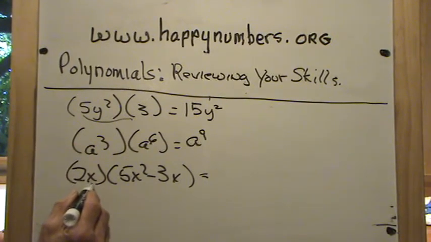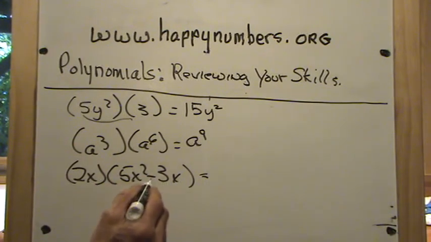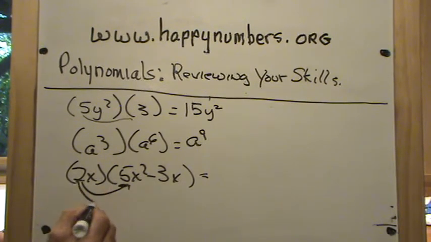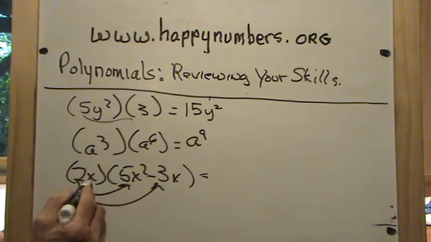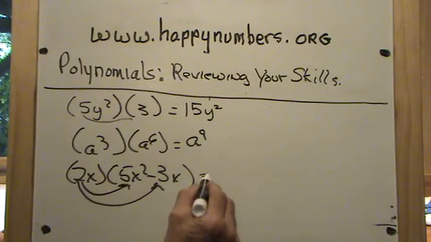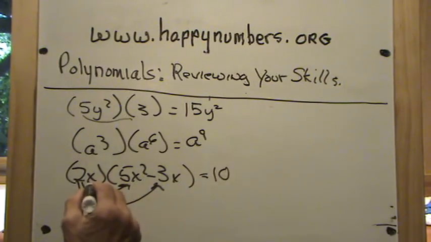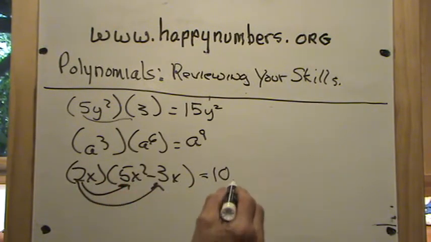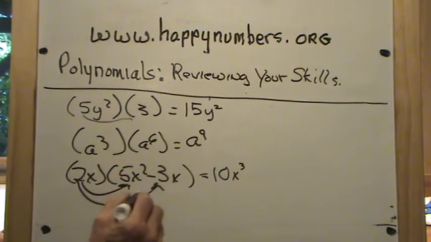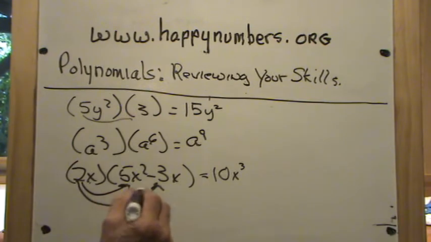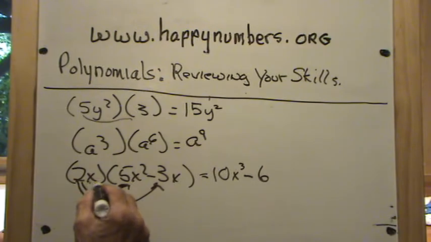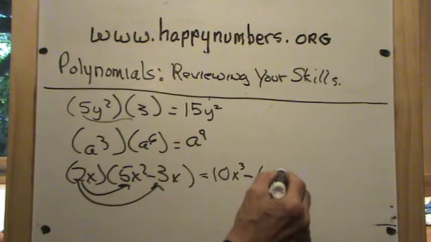Let's take a look at this one. We have 2x times 5x squared minus 3x. And we multiply 2x times that, and then 2x times that. So 2x times 5x squared, if we multiply the coefficients, 2 times 5 is 10. X to the first and x to the second would give me x to the third, because we add. And now 2x times negative 3x, 2 times negative 3 would give me negative 6, and x to the first and x to the first would give me x squared.